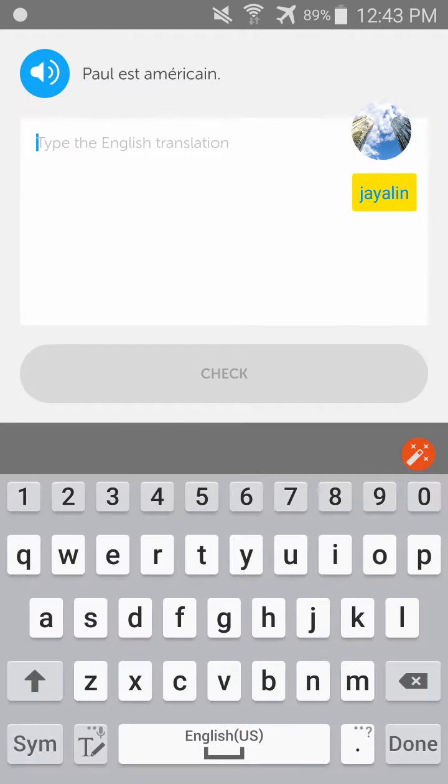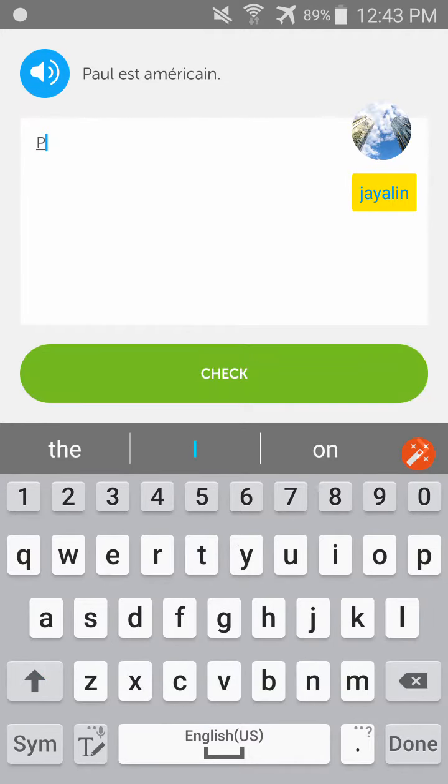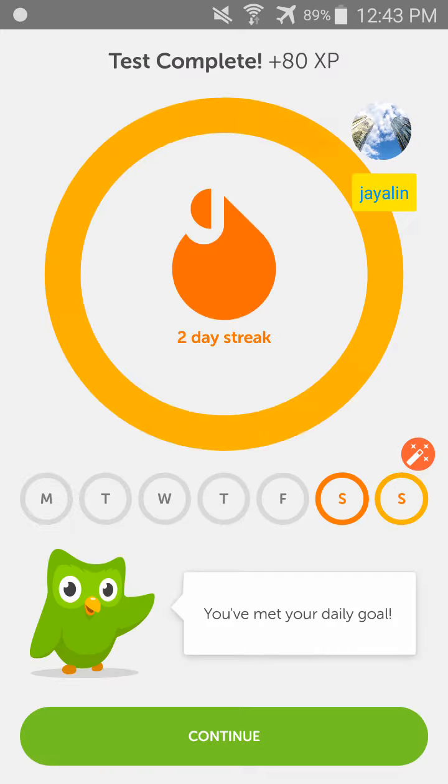Paul est américain. You see the difference? Now it's Paul, and the American doesn't have an e at the end. It's a masculine form. So Paul is American. Voila.